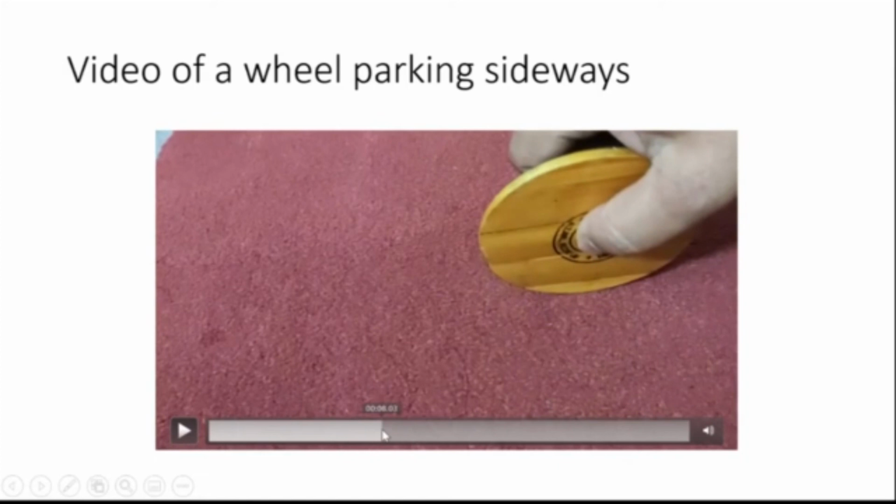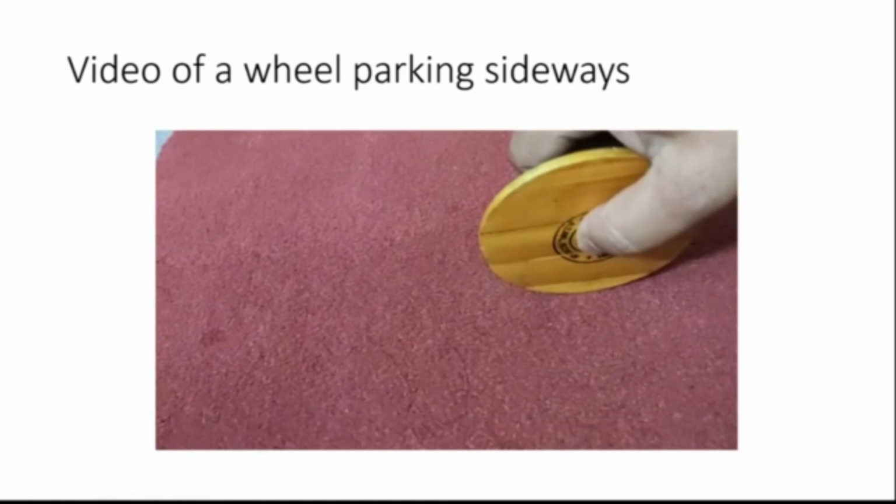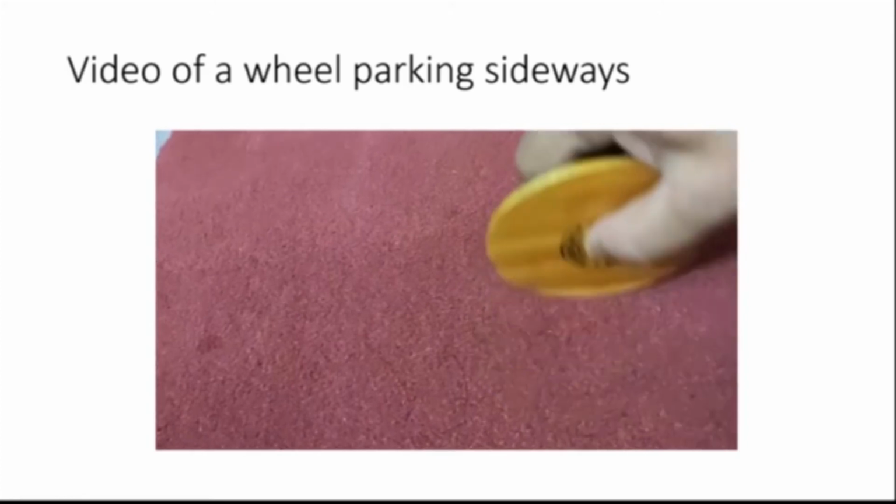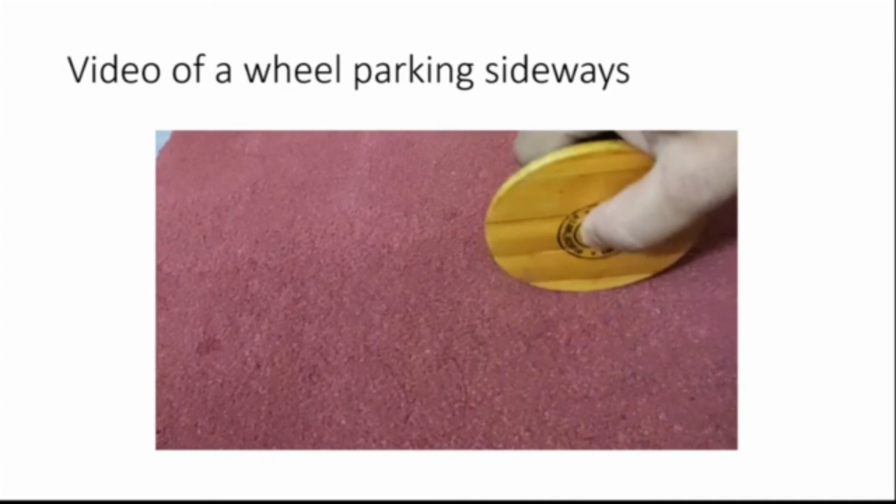But if I wanted to park it sideways, that means I want to place it at some other configuration in the workspace, then what I can do is make a series of maneuvers, or perform a collection of motions which will enable the wheel to go and park sideways. And what are those motions?